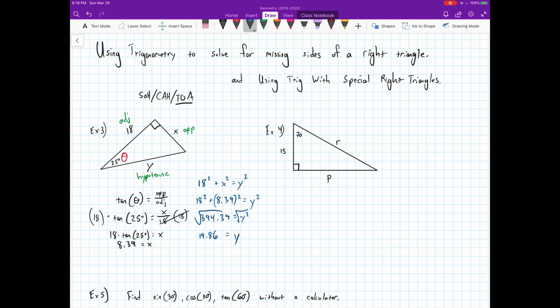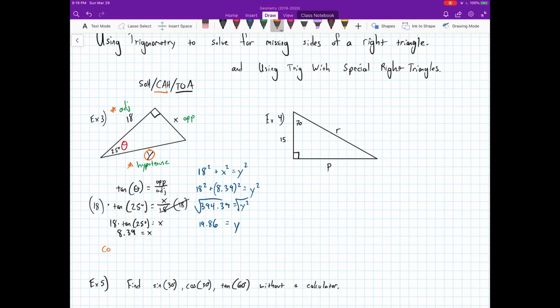All right, and we can just very quickly verify that answer. Let's use a different trigonometric ratio to solve for y instead of using the Pythagorean theorem. So this is just an option. You don't have to do this necessarily. So what involves hypotenuse and adjacent? And that's cosine. So I know that cosine of 25 degrees is equal to adjacent over hypotenuse, so it's going to be equal to 18 over y.